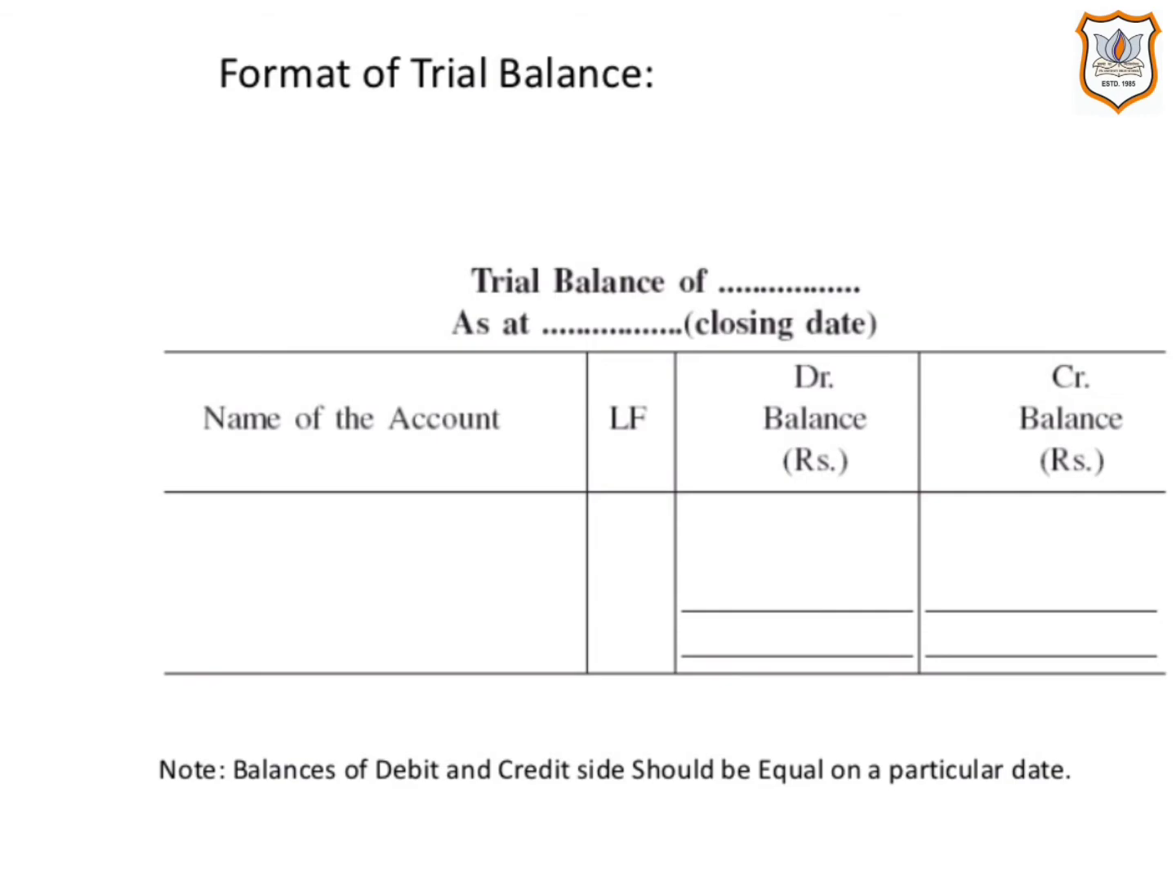Then, in the second column, the ledger folio, that is the page number of the ledger where the balance appears, is written. Then in the third column, the debit balance, if any, is written. Then in the fourth column, the credit balance is written. Then the two columns are totaled at the end. We must note that the balances of the debit and credit side should be equal on a particular date.